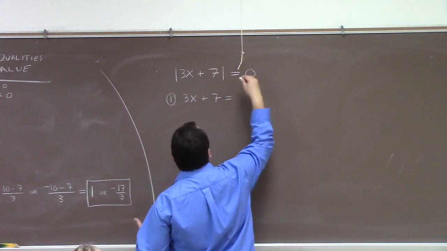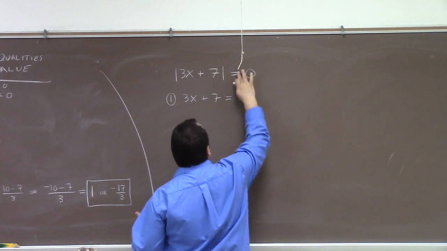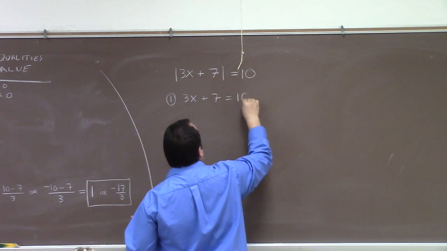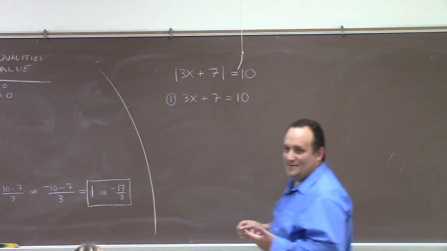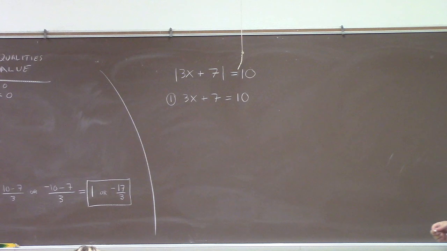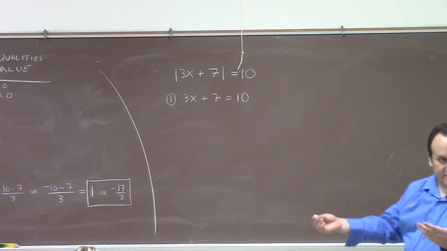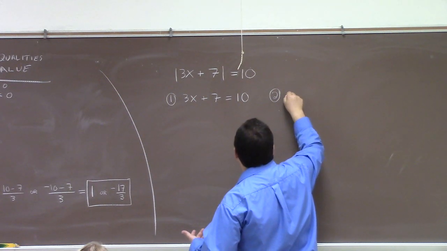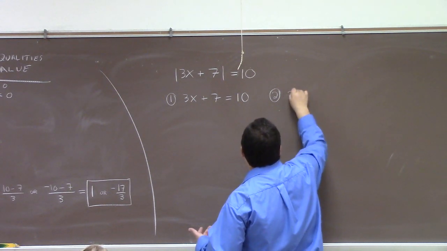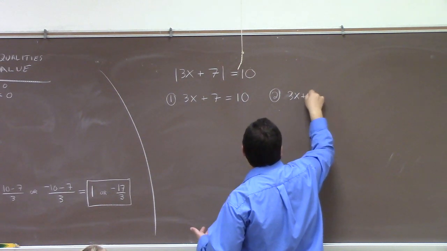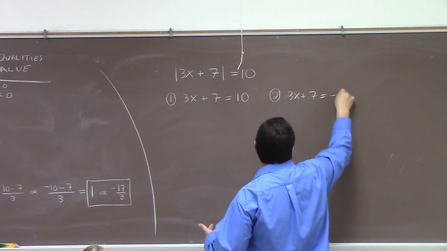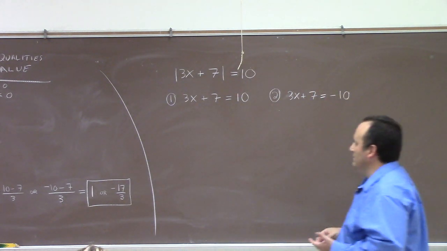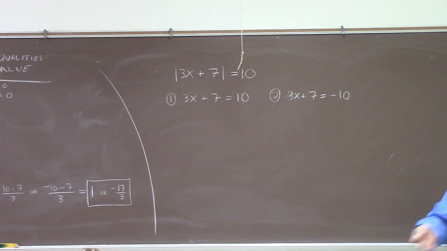So one, you have 3x plus 7 equals 10. That's case 1. Case 2, 3x plus 7 equals minus 10. And we can just write both of them down and solve them separately.